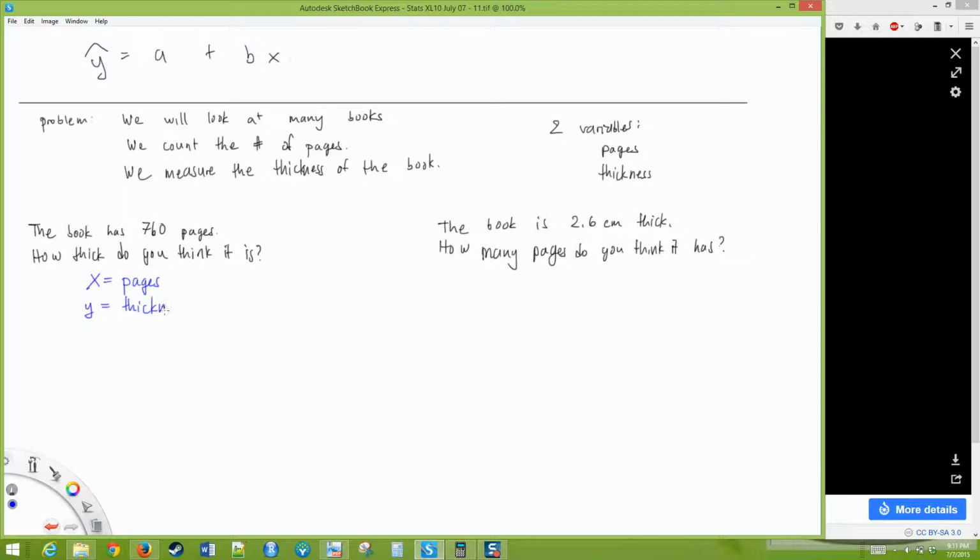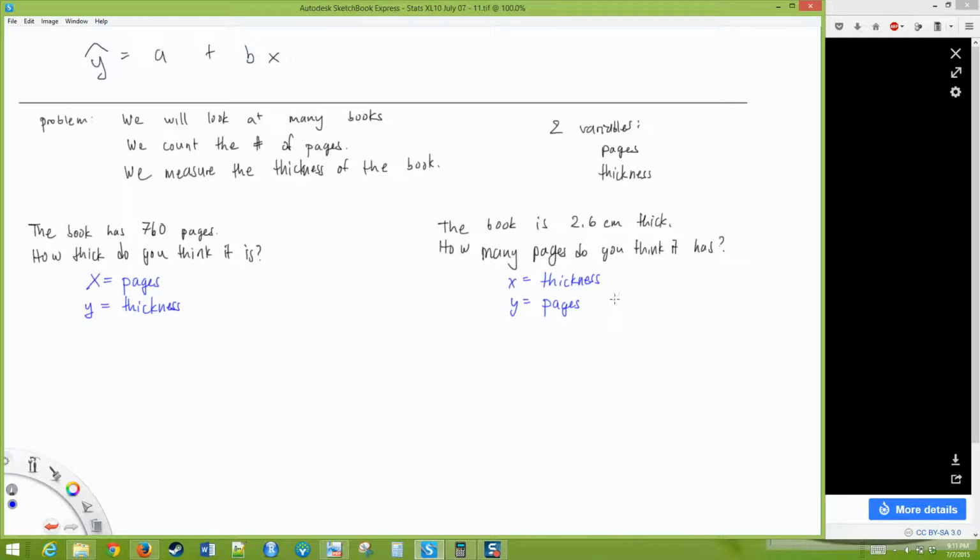Okay, and over here we have X and we have Y. X would be what? The thickness. The book is 2.6 centimeters thick, so we're using that. We're using the thickness of the book to predict the number of pages.